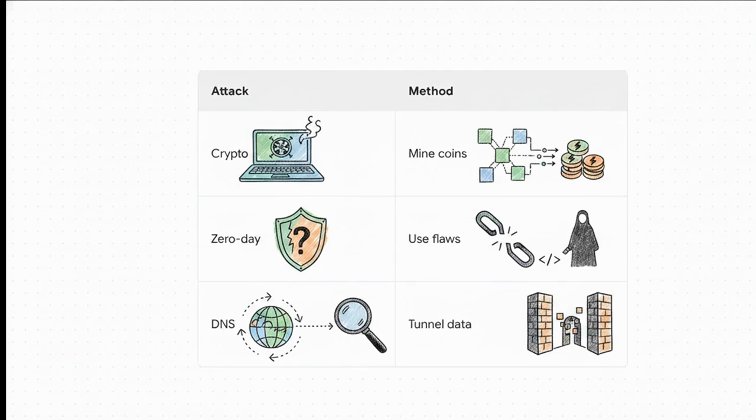Lastly, DNS tunneling. This exploits the domain name system, which is basically the internet's trusted address book. Because DNS traffic is rarely monitored for data transfers, hackers use it as a hidden tunnel to quietly extract sensitive information right past a company's firewalls.